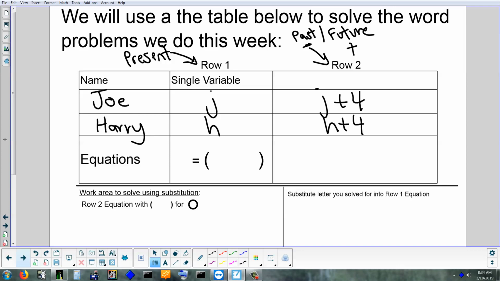Most of the time, like Mr. Hager said, we're going to use substitution because one of the variables is already going to be isolated. It'll be by itself on the left-hand side of the equal sign. We're going to deal with some that say the sum of their ages is 72, whatever. If it's a sum of their ages, then you would have to rearrange to get one of the variables by itself. It'll make more sense when we actually do an example.